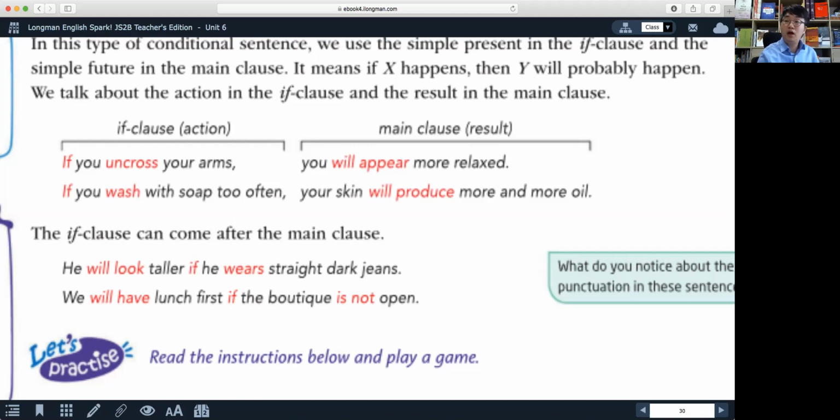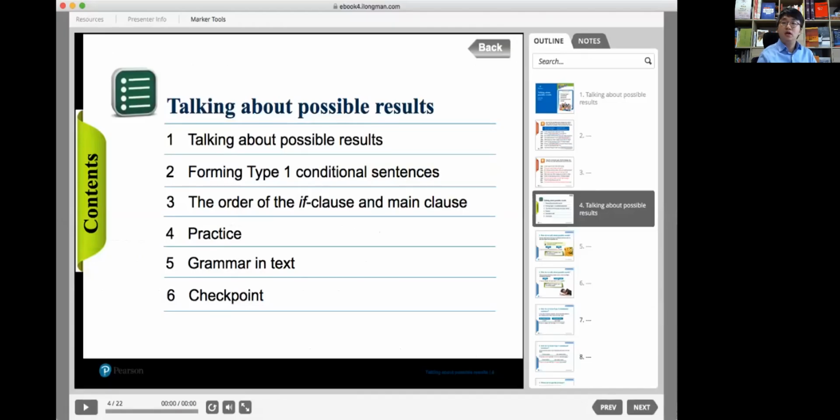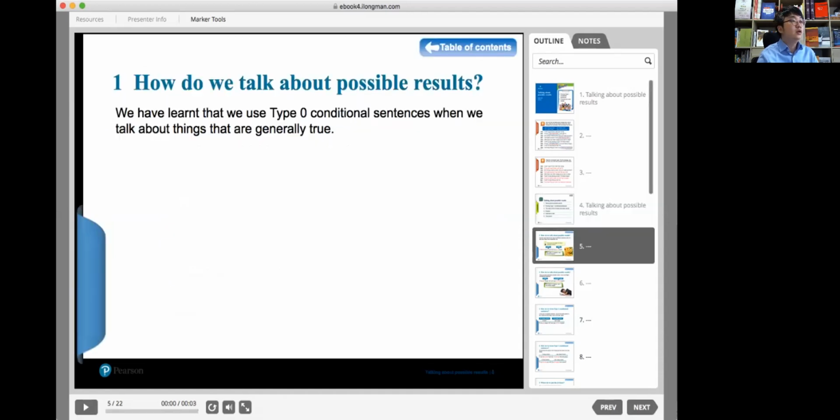Now, I have a PowerPoint for all of you. Let's take a look at the slides and have a better understanding of how to use type 1 conditional sentences. In this PowerPoint, first of all, we'll talk about how to form type 1 conditional sentences, of course, which we have just mentioned. And also, just a recap, the order of the if clause and the main clause. And then we'll have some practice, of course. Now, let's begin. All right.